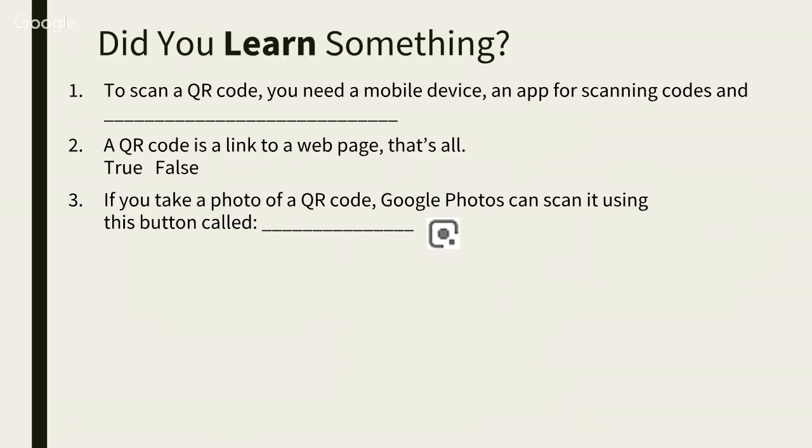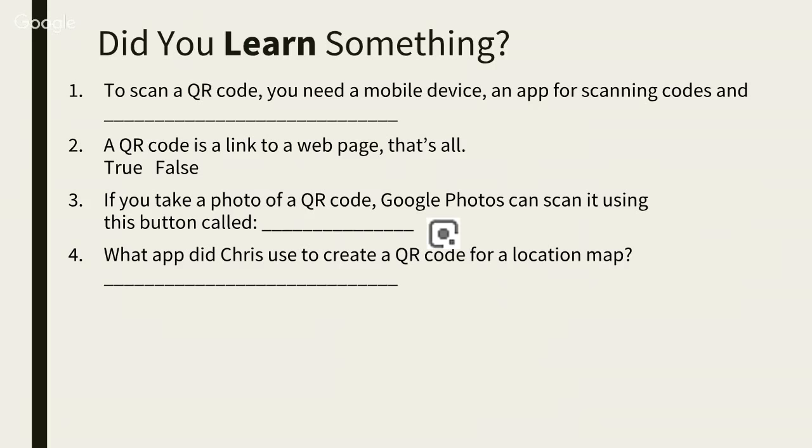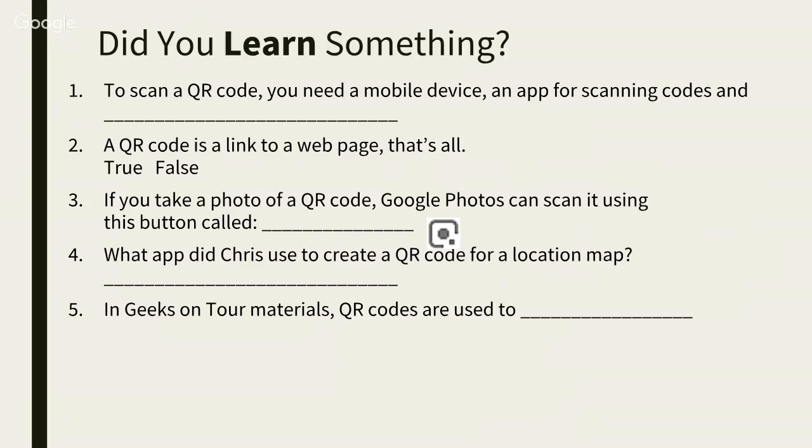If you take a photo of a QR code, Google Photos can scan it using this button called what? Lens. That's the Lens button. And you'll see more and more features with that lens button. What app did Chris use to create a QR code for a location map? That was on the Android. So it was QR Droid that we used. In Geeks on Tour materials, QR codes are used to what? Play videos. That's what we're all about, tutorial videos.